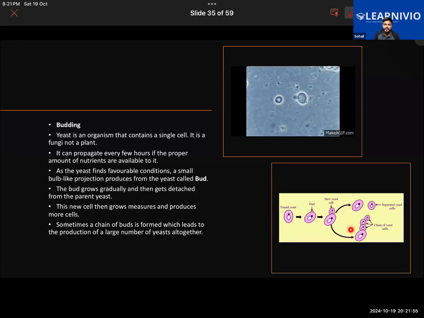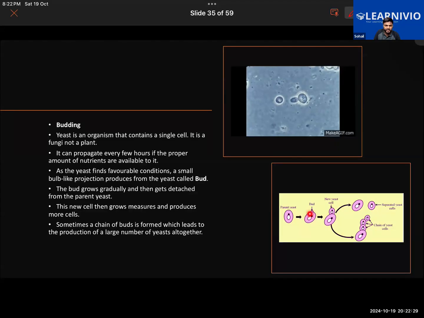What does the term parent yeast mean? It is the yeast from which a new organism is going to grow, so it is called the parent of the new yeast. Just like in the case of humans, we talk about parents in that sense. In a similar manner, this term is used for yeast. So it's the parent yeast from which the baby yeast is going to grow.